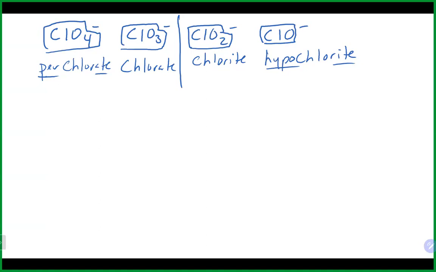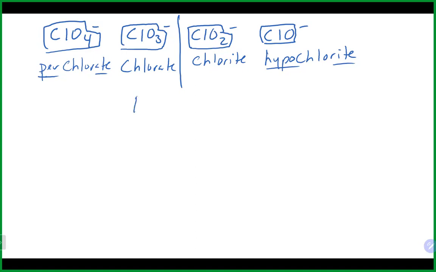So there are groups of 4 that are related to each other. You can break them up the same way. Ite and ate should be the endings. And again, the additional prefixes for the ones at the ends: per for the one with the most oxygens, and hypo for the least. The Cl there is a halogen. You could replace that halogen with any halogen. It's named the same way.